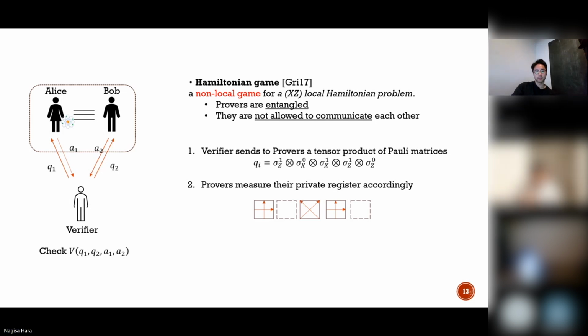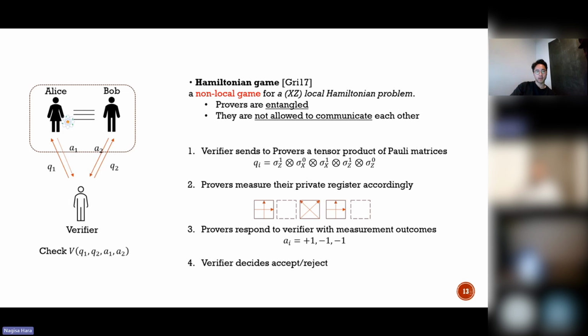Like in the first qubit, they measure with respect to the Z basis. And the second qubit, they don't do anything. And then the third qubit, they measure with respect to the X basis, and so forth. The prover responds to the verifier with measurement outcomes, plus one or minus one. And then looking at such answers, the verifier decides to accept or reject.